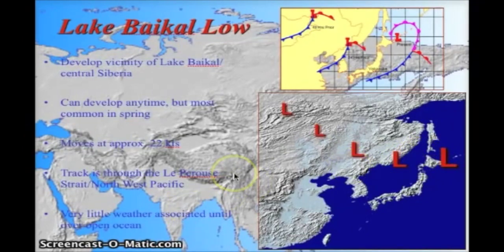And there's not really too much weather associated with this low until it gets out into open waters here, basically just south of the Sea of Okhotsk, and basically starts to occlude here. And as you can see, after it moves off towards that region, that's when most of the weather forms out of it. So overall, not really a big weather producer for Korea and Japan with this system.